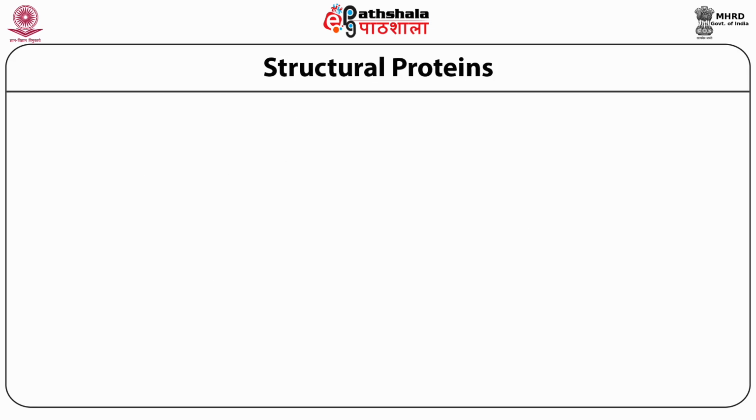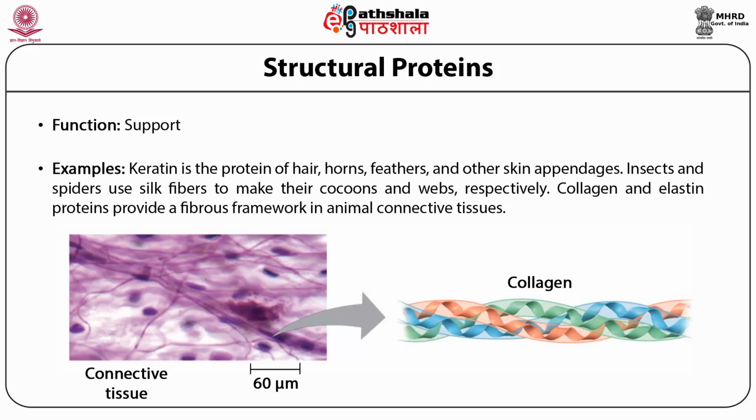Structural proteins give support to molecules and tissues. The function is to give support. Well-known examples are keratin, the protein of hair, horns, feathers, and other skin appendages. Insects and spiders use silk fibers to make their cocoons and webs respectively. Collagen and elastin proteins provide a fibrous framework in animals' connective tissues. So this again gives structural stability or support, and is known as structural proteins.